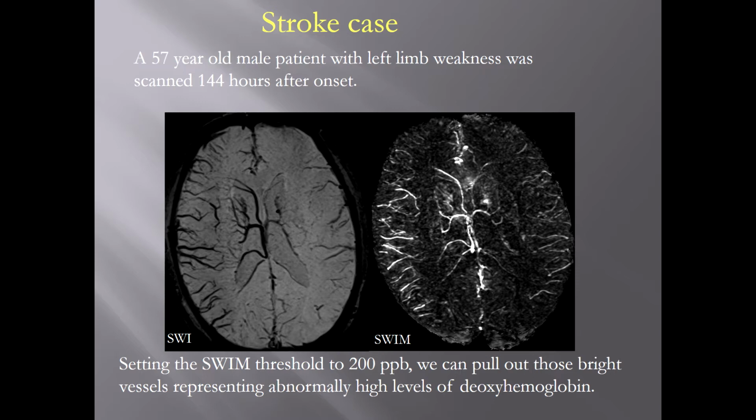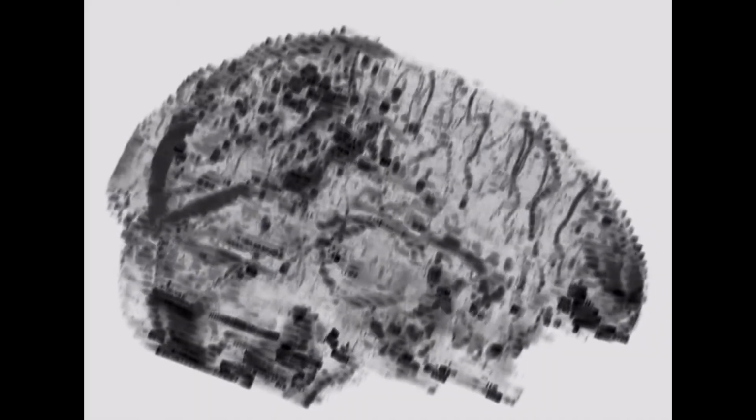On the SWIM image, the vessels get very bright, and that's because that represents high levels of deoxyhemoglobin. So in principle, we can tell from these images that that patient has a perfusion deficit.